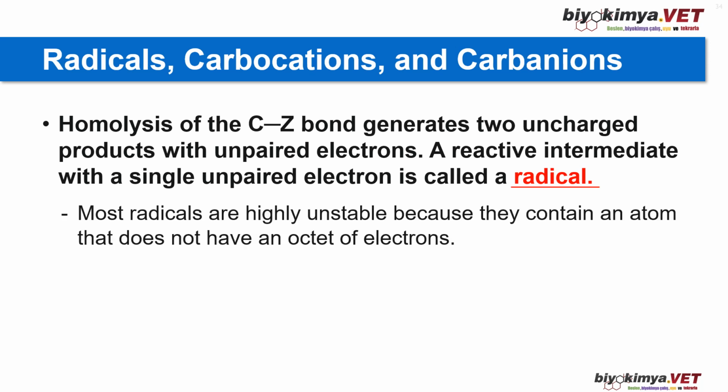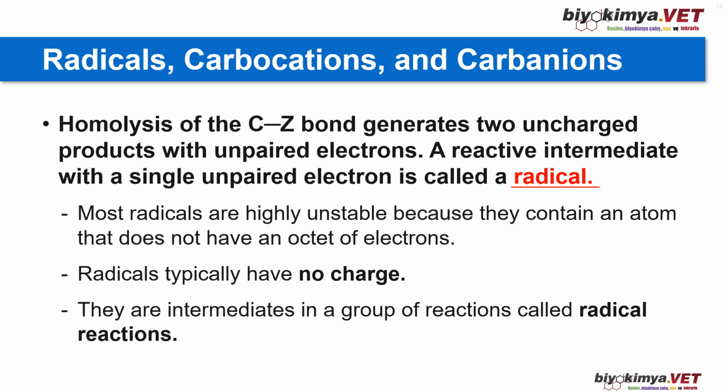Most radicals are highly unstable because they contain an atom that does not have an octet of electrons. Remember the octet rule from the general chemistry topic. Radicals typically have no charge. They are intermediates in a group of reactions called radical reactions.